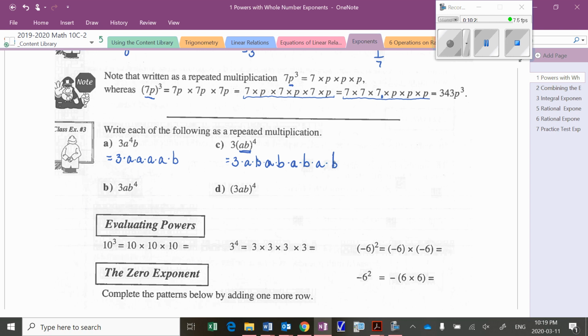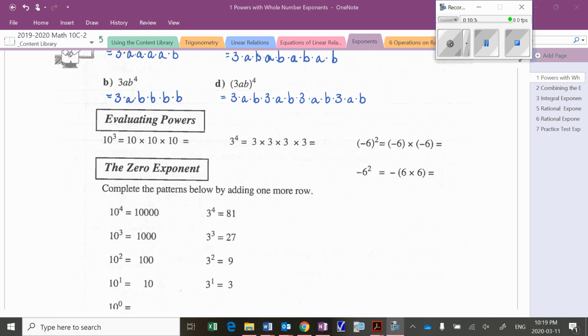So just hit pause right now and then finish with examples B and D. Okay, so if we take a look at B, the base for that exponent 4 is just the B because there's no brackets. So we've got 3 times A and then 4 B's being multiplied together.